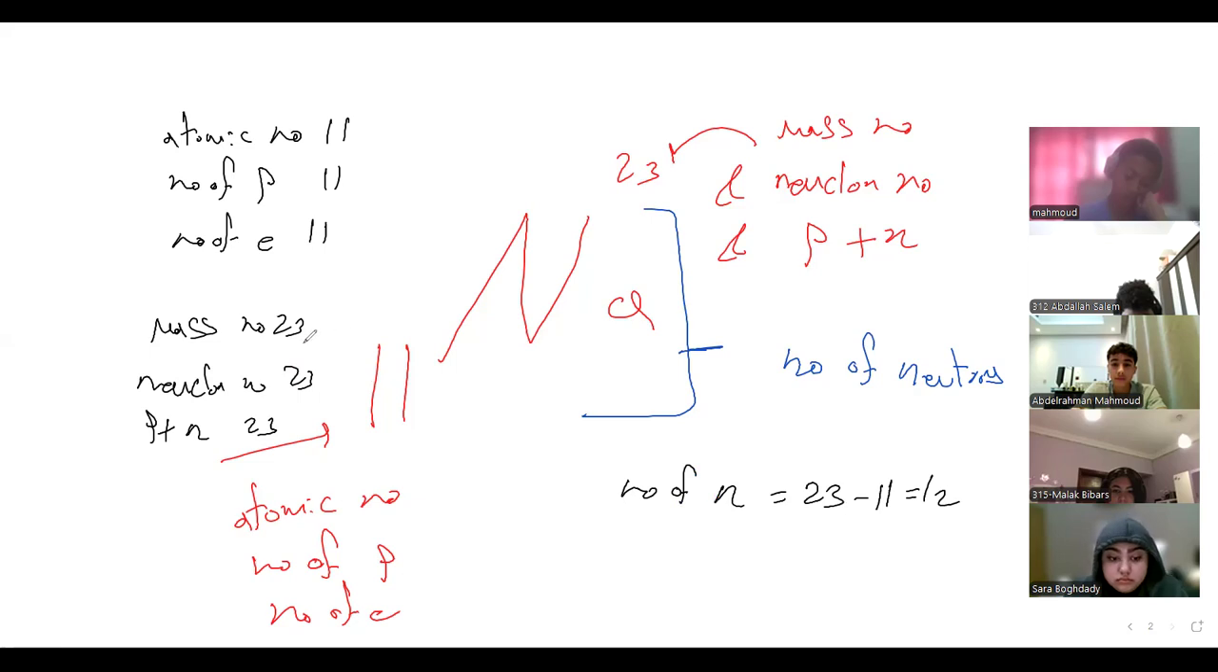So if we have any element, we have two numbers. The number written down is the atomic number or number of protons or number of electrons. 23 is considered to be the mass number or nuclear number or sum of protons plus neutrons. The difference between mass number and atomic number is the number of neutrons.